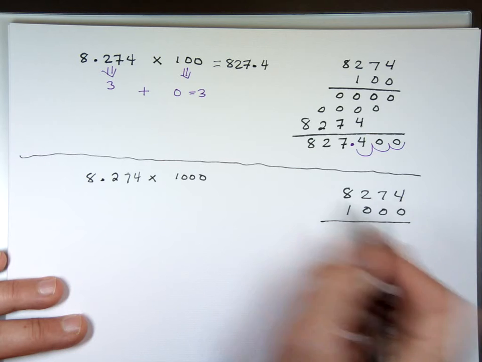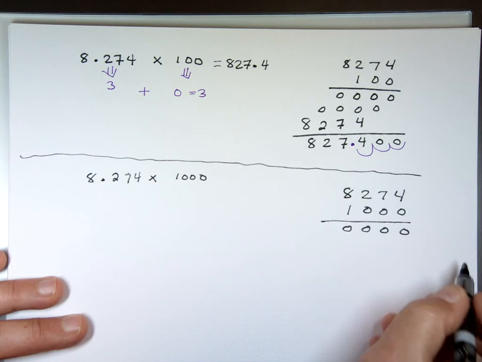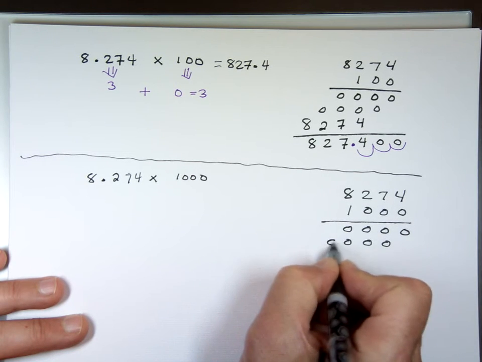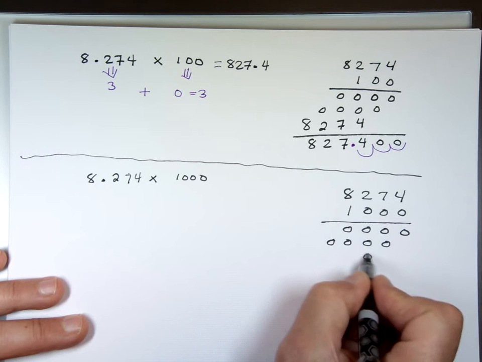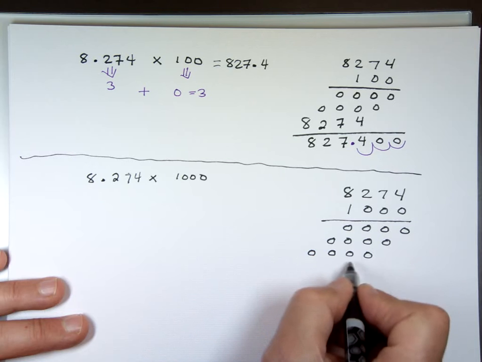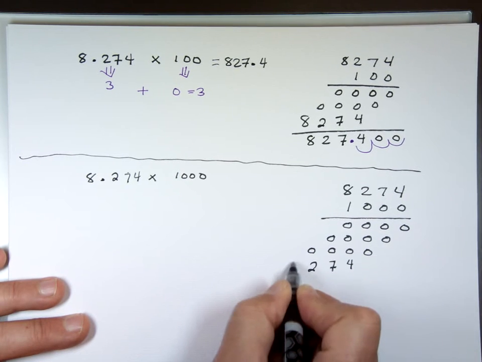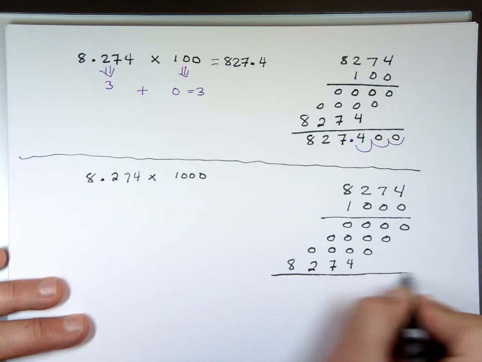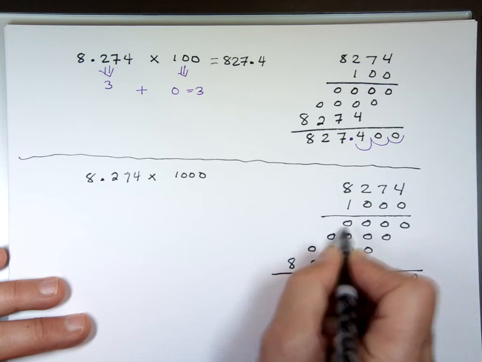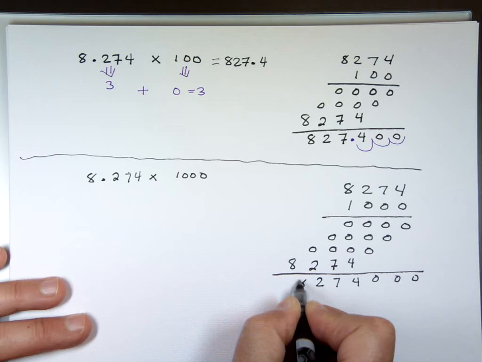0 times these numbers will give me 4 zeros. Next one, 4 zeros. Next one, 4 zeros. And finally the 1. 1 times 4 is 4. 1 times 7 is 7. 1 times 2 is 2. 1 times 8 is 8. 0, 0, 0, 4, 7, 2, 8.